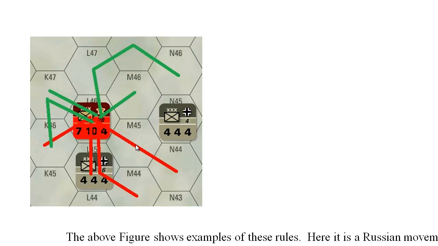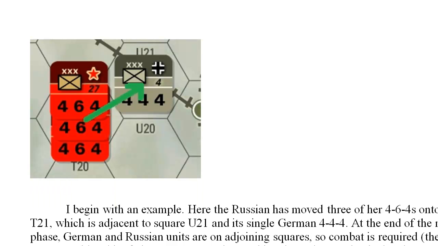So if there had been a Russian unit on M45, here's M45, the Russian unit, the 28th, would still not have been allowed to move from this square to that square. We now advance to considering combat.